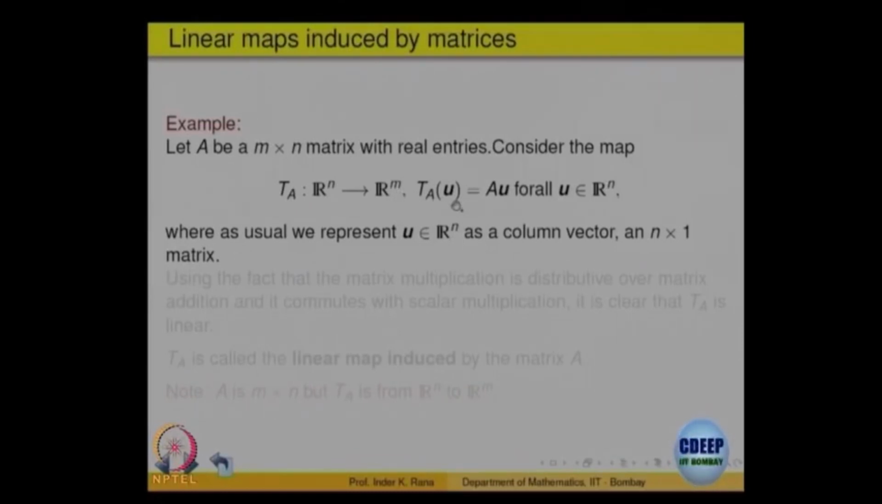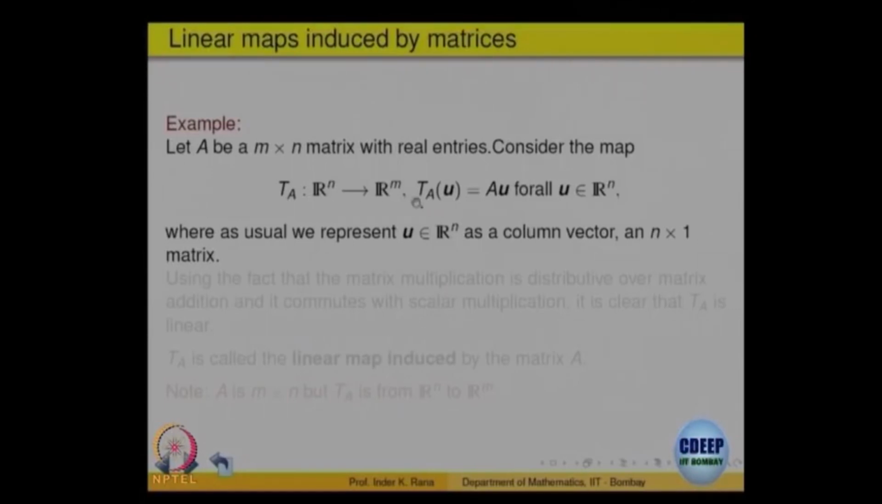Clear? So, given a matrix of order m cross n, you take a vector u in R n and multiply, as matrix multiplication, you will get a vector in R m. So, take a matrix, take a vector in R n, multiply, you get a vector in R m. So, this transformation we are writing as T lower A, T indexed by A. It depends on the matrix A. Question is, is this a linear map?